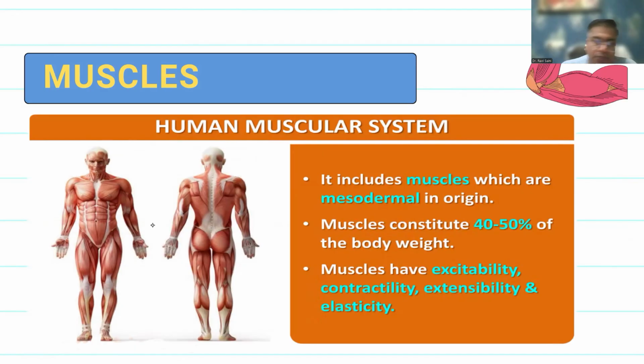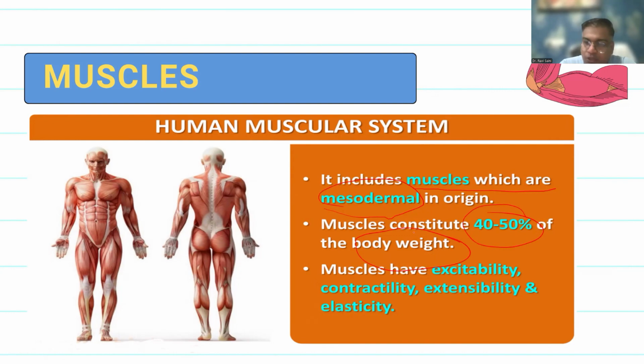Now come to the human muscular system. It includes muscles which are mesodermal in origin. We have three germ layers which are responsible for formation of various body parts: the ectoderm, mesoderm, and the endoderm. Muscles originate from the mesoderm. Muscle constitutes around 40 to 50% of the body weight.